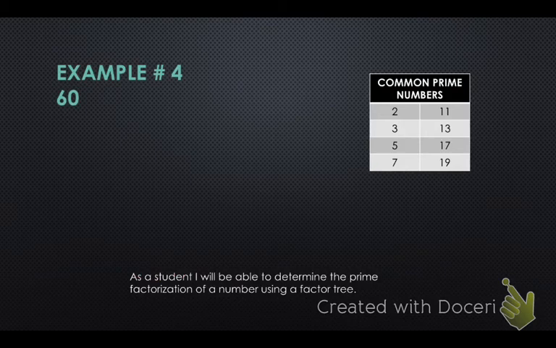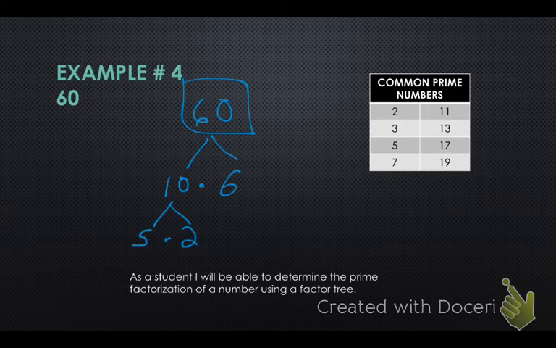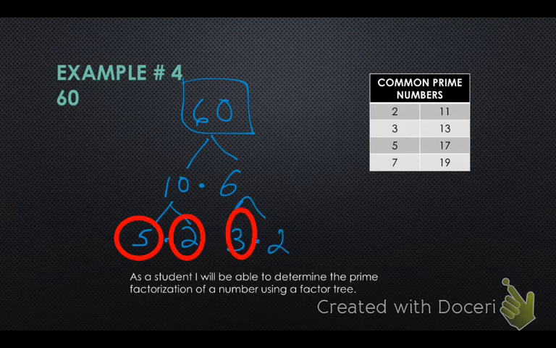We have 60. Okay, 60. What makes 60? Well, how about 10 times 6? We'll start there. 10 times 6. None of those are prime. They're not over here on my list. What about 10? Well, 5 times 2 makes 10. Hey, those are both prime. I'm going to go ahead and circle those. And what about 6? Well, 3 times 2. And hey, those are both prime too.